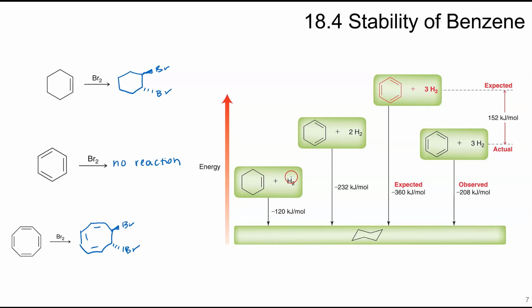If we try to reduce cyclohexene with hydrogen, it will take 120 kilojoules per mole. To do cyclohexadiene, it's 232. The expected for benzene would be 360 kilojoules per mole, but the actual observed is around 208 kilojoules per mole.